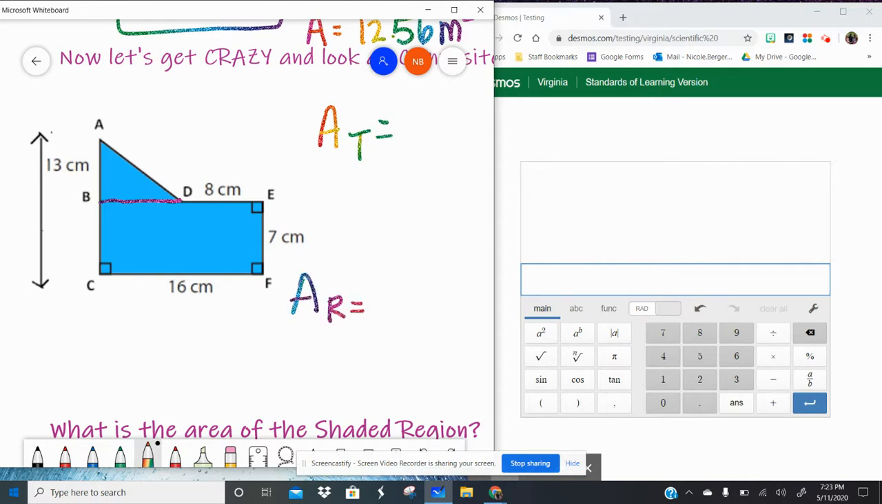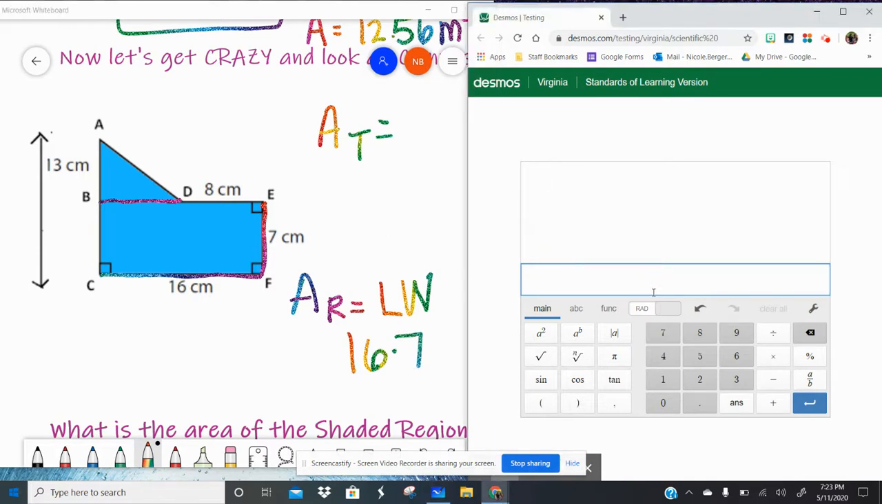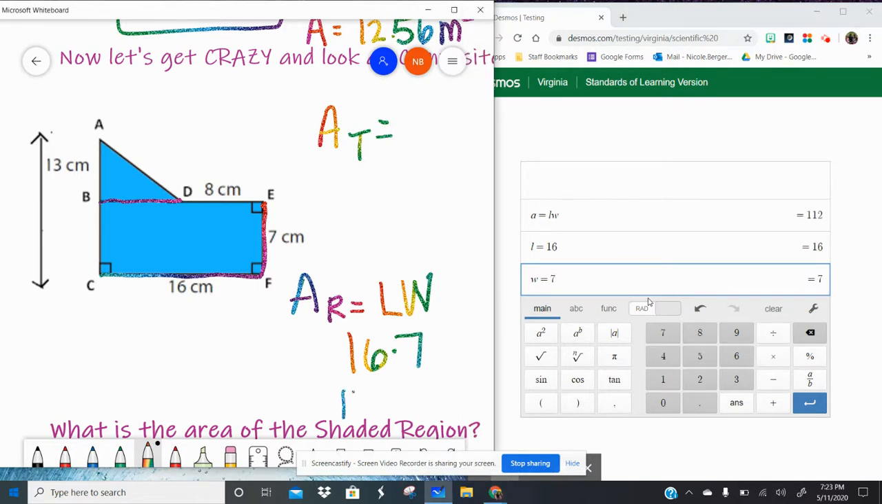All right, so area of a rectangle is length times width. So I have the length of 16, the width of 7. So I literally just do 16 times 7, right? So over here, I can do area equals length times width. Length equals 16. Width equals 7. So here, the area of the rectangle is 112 centimeters squared. So let's find the area of that triangle.